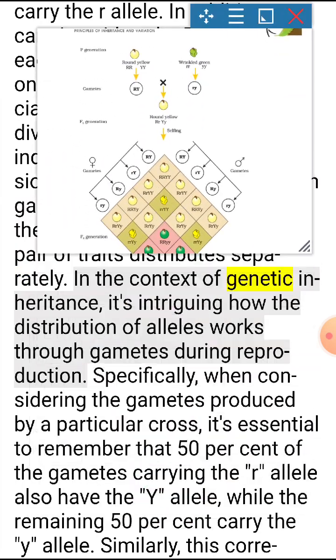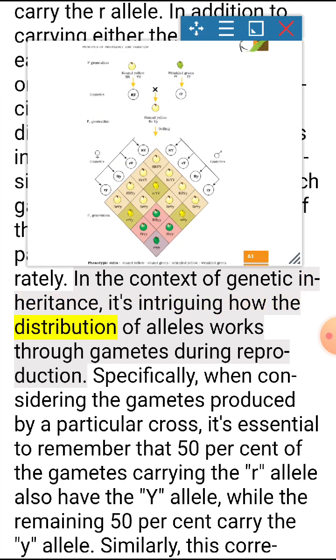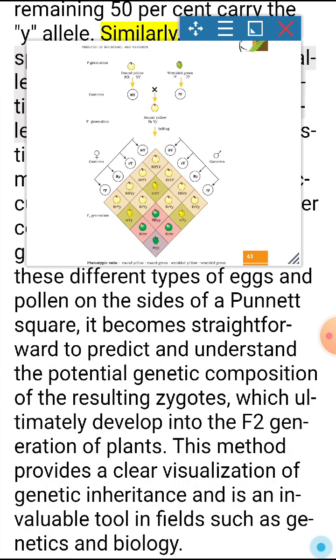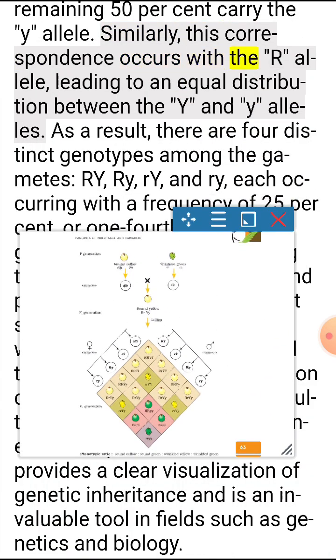In the context of genetic inheritance, it's intriguing how the distribution of alleles works through gametes during reproduction. Specifically, when considering the gametes produced by a particular cross, it's essential to remember that 50% of the gametes carrying the R allele also have the Y allele, while the remaining 50% carry the y allele. Similarly, this correspondence occurs with the r allele, leading to an equal distribution between the Y and y alleles.